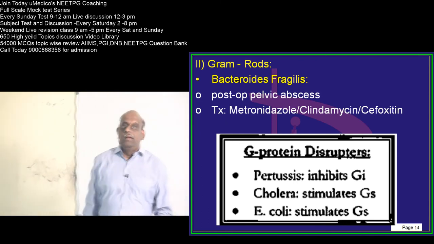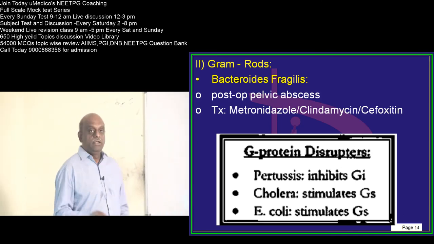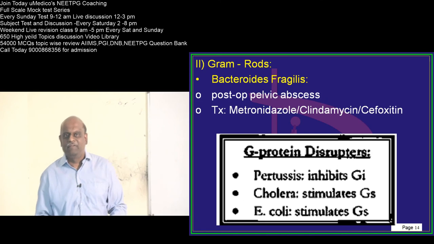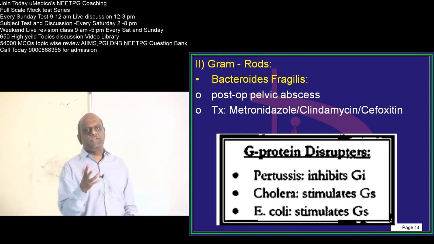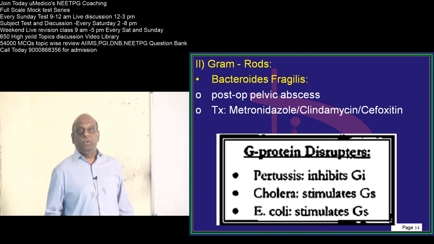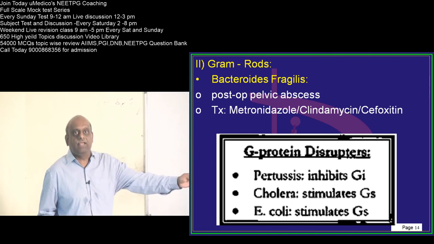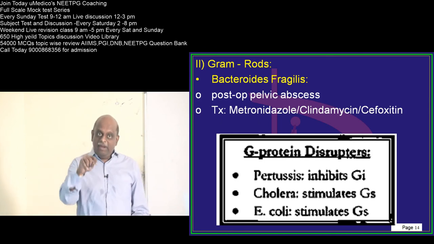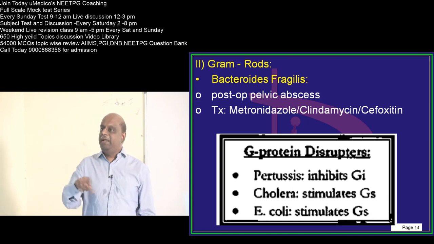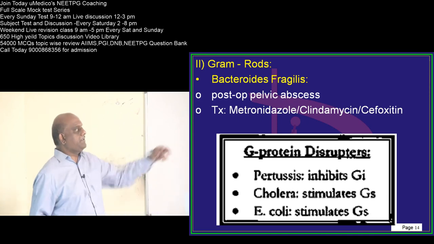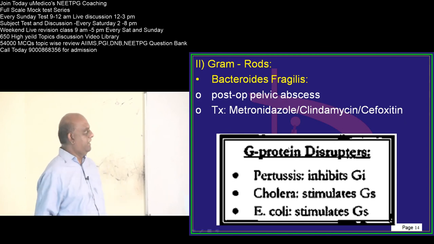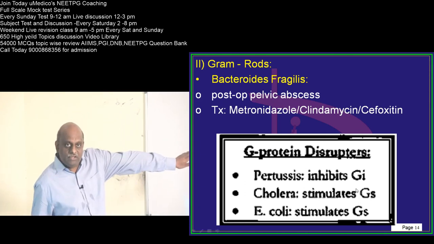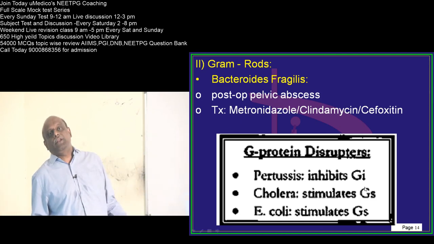Then, in this context, you should remember that G protein is inhibited by certain bacterial toxins. Favorite question of the examiner: inhibited or stimulated. Pertussis, what does it do? It inhibits the inhibitory G protein, that is Gi. Inhibits is minus, inhibitory G means minus. Minus into minus becomes plus. So that is how pertussis inhibits the inhibitory form of G protein. Cholera, it turns it on, is what you need to remember. It turns on, means stimulates the stimulatory form of G protein called Gs.